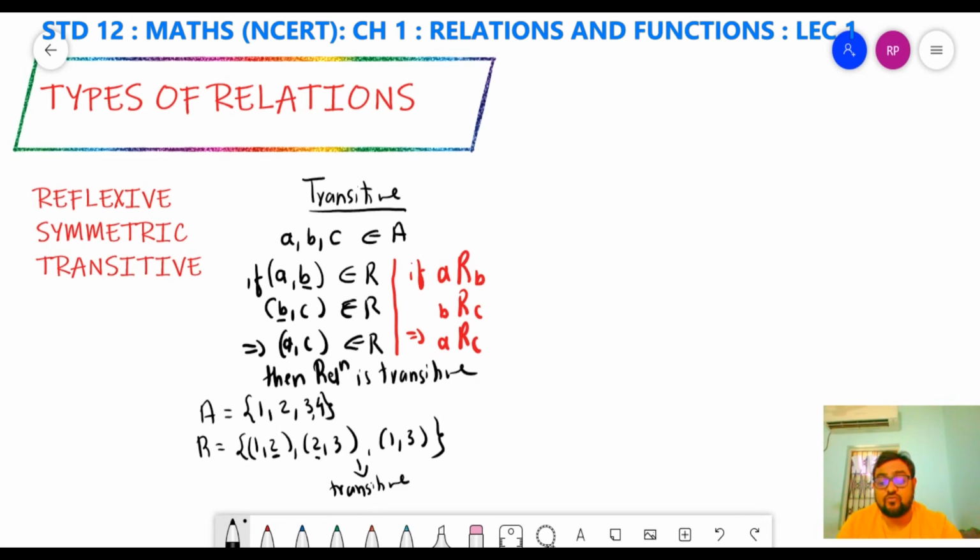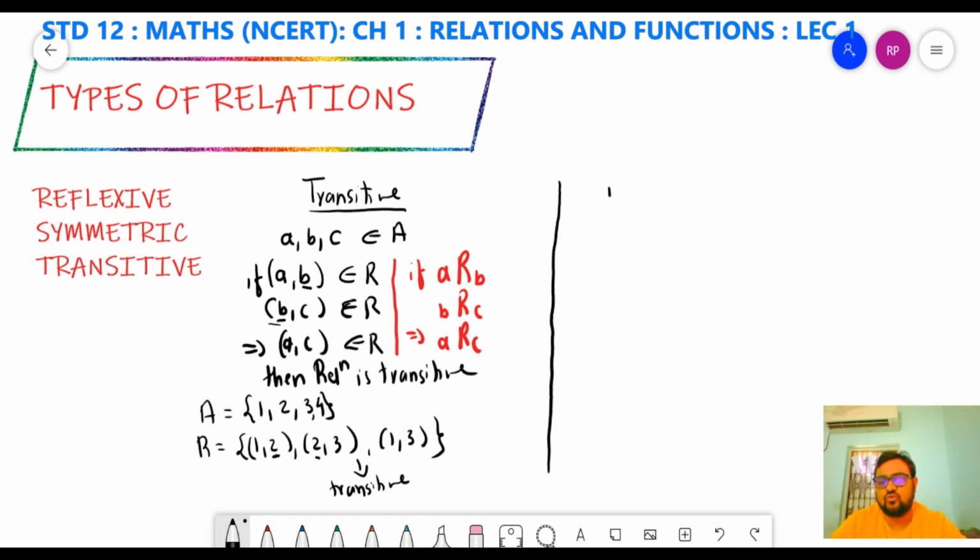Again, see, it is not for all. If this condition is there, then (a, c) must belong to R. Clear? So there is nothing about 4 because we are not taking any element here. Clear? Now, if you want to prove it as not transitive, right?